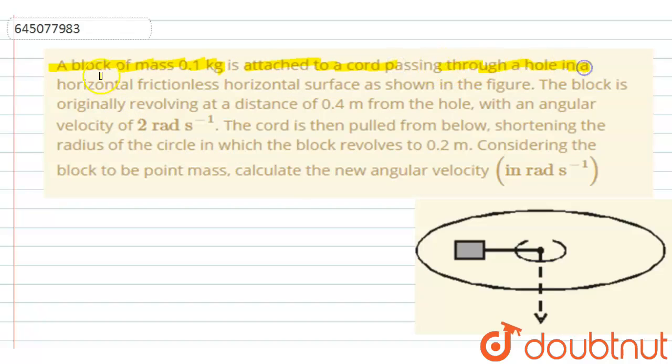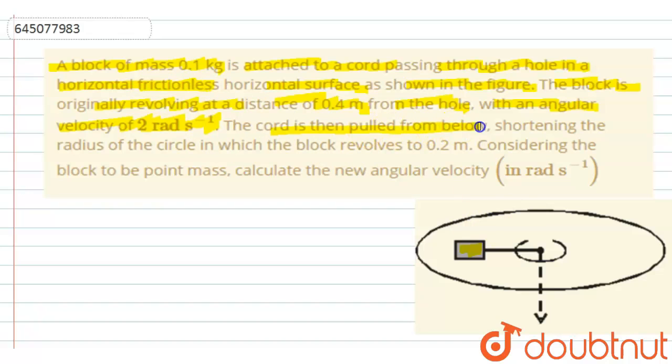The given question is: a block of mass 0.1 kg is attached to a cord passing through a hole in a horizontal frictionless surface as shown in the figure. The block is originally revolving at a distance of 0.4 meter from the hole with an angular velocity of 2 radian per second. So we have a block here, which is being revolved at a distance of 0.4 meter from the hole with an angular velocity of 2 radian per second, and this surface is given to be frictionless.